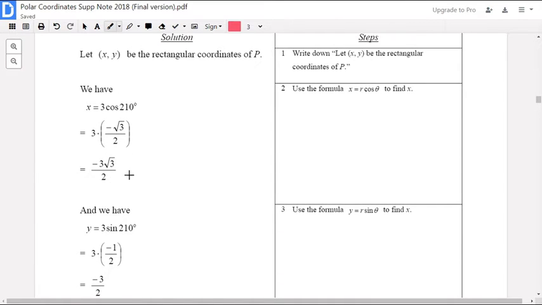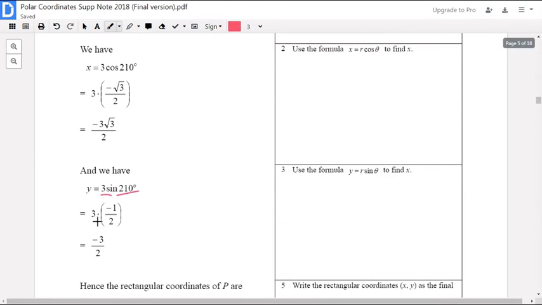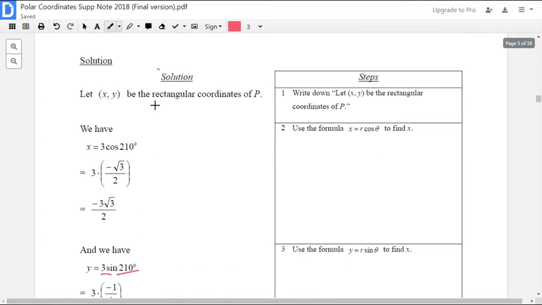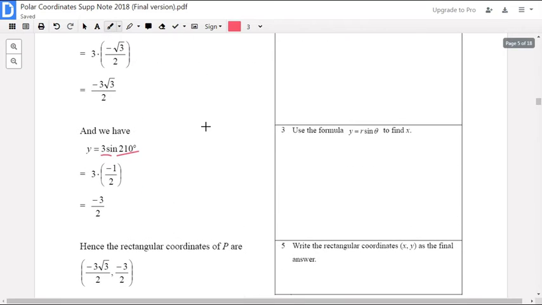Now, for the y coordinate, we should use the formula r sine theta. And we know that sine 210 degrees will be negative 1 over 2. Multiplying, we have negative 3 over 2. Once we know the values of x and y, we can write down the rectangular coordinates of the point P. It should be (negative 3 root 3 over 2, negative 3 over 2). Then we have obtained the rectangular coordinates of the point P.